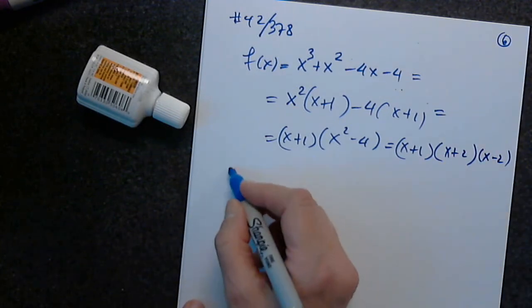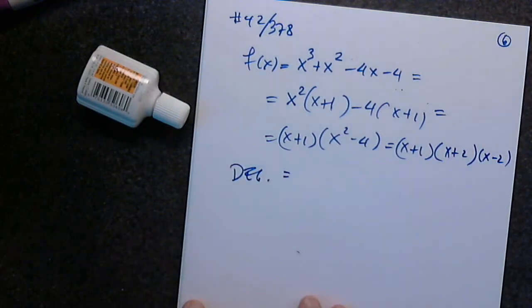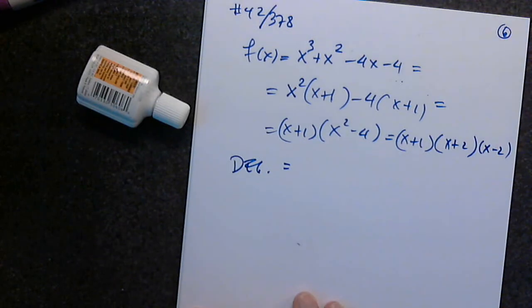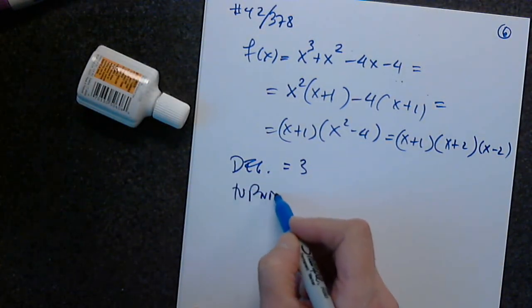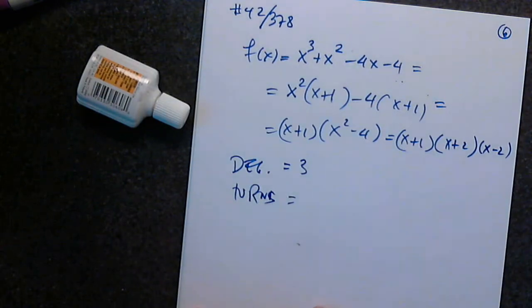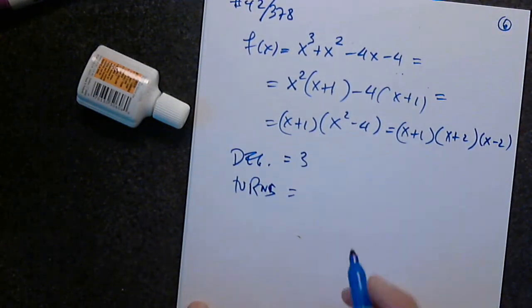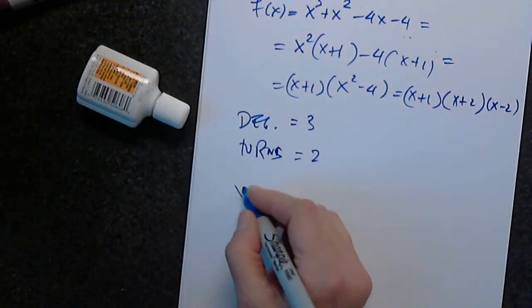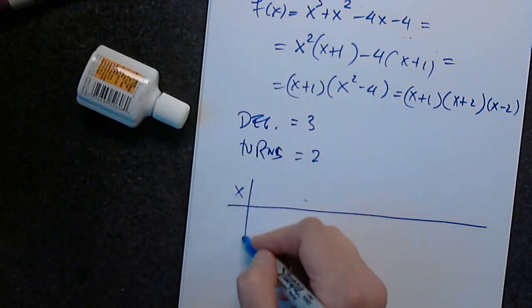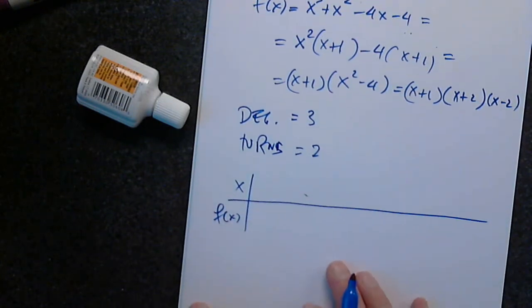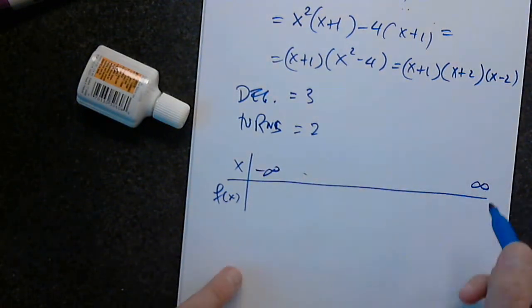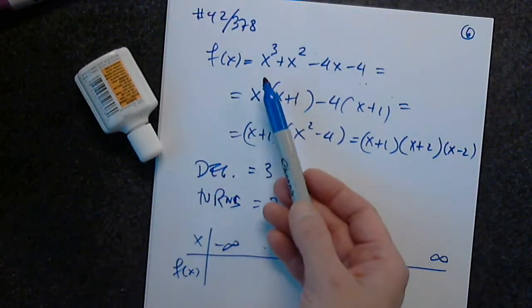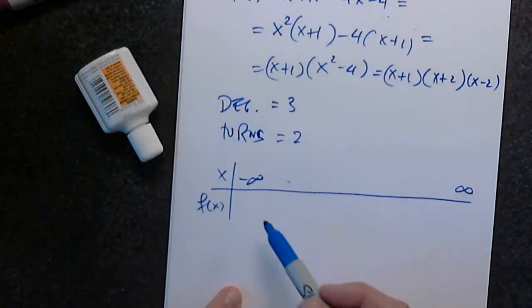Good. Excellent. Degree? Good. Possible number of turns? Maximum possible number of turns. Doesn't have to turn at all. 2. Very good. Domain? Since it's degree 3 and the leading coefficient is positive, what is the end behavior?